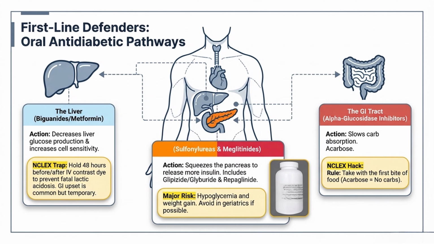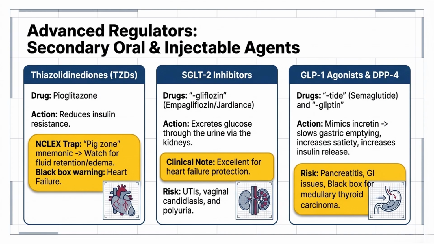All right, and then I've talked about the other one. So those TZDs, that word I can't say. Remember the black box warning for heart failure. So we want to make sure that we're monitoring for peripheral edema and crackles, and they would need to stop that medication if they develop that. We also need to make sure that we're monitoring liver enzymes, taking a baseline, and monitoring every 2 months when they start this medication.